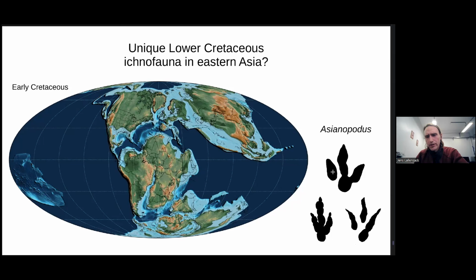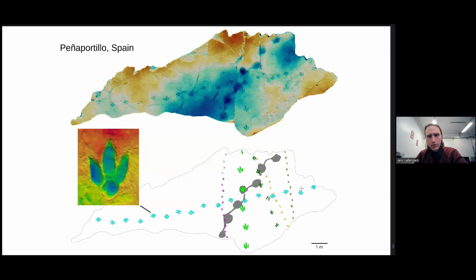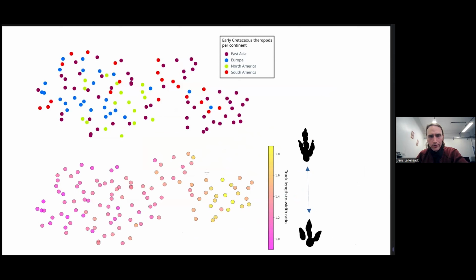For example, one ichnotaxon limited to East Asia is Asianopodus, which we already talked about. However, one track site I saw in Spain, I would say looks exactly like Asianopodus. And so in my view, Asianopodus does not seem to be limited to Asia at all. So what does the model say?